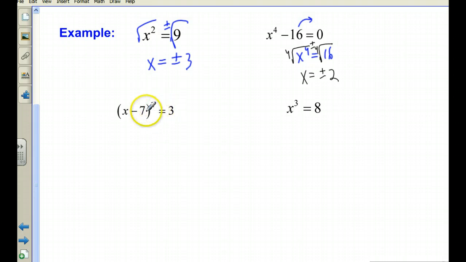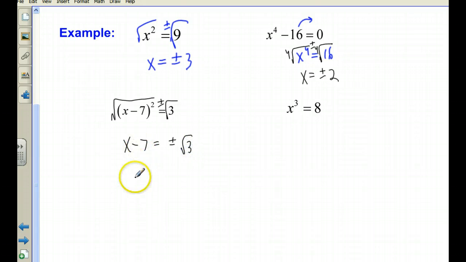So here we can take the square root of the whole side, plus or minus on one side. Don't forget that. You get x minus 7 equals plus or minus square root of 3. And we're not quite done here. We need to solve for x. So we add 7 to both sides.